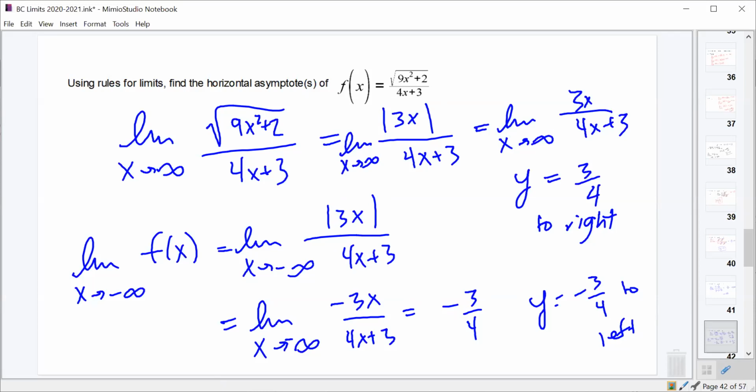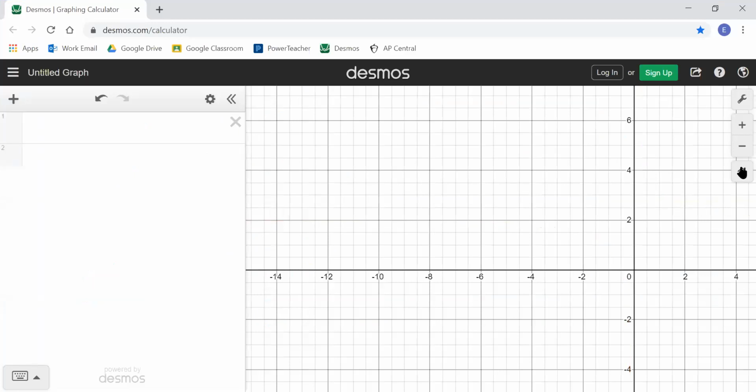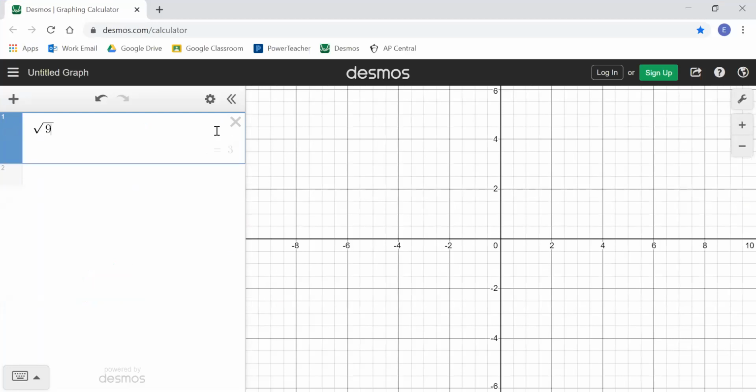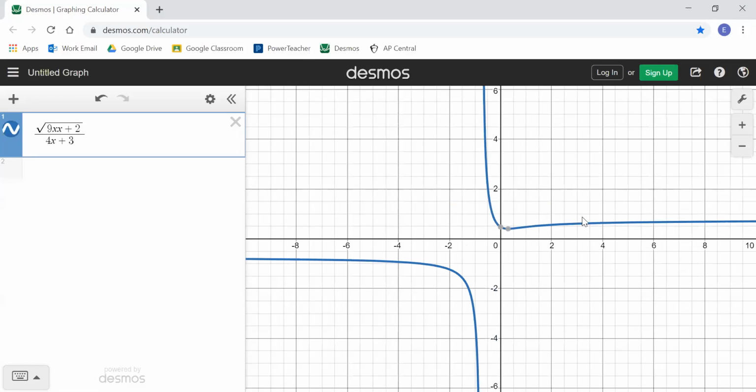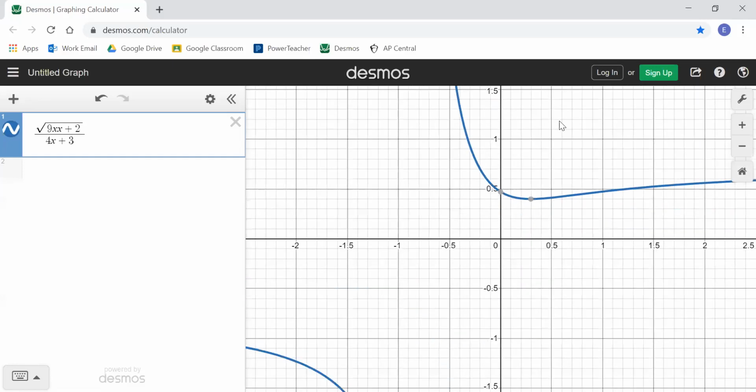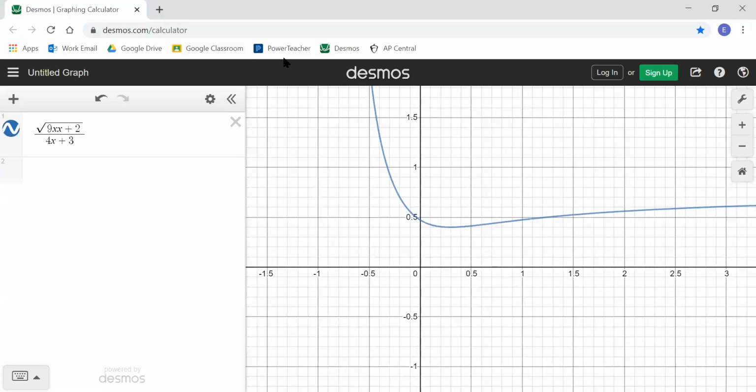Let's take a look at the graph of it real quick. It's the radical of 9x squared plus 2, all over 4x plus 3. If we look to the right, it's got an asymptote of y equals 3/4. And to the left, it's got an asymptote of y equals negative 3/4. We note that it does cross through that asymptote, y equals 3/4 to the right, but that's fine. You can always cross through a horizontal asymptote, as long as you go towards infinity or negative infinity, you're still approaching it. Any questions on that?